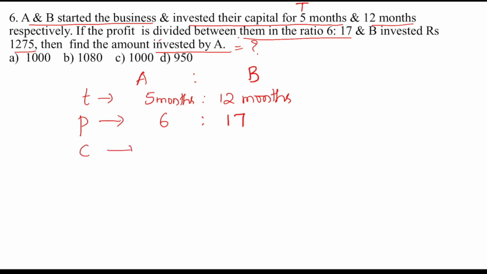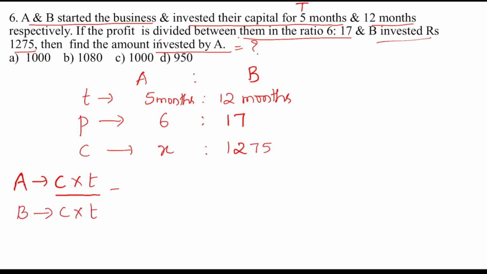So then capital will be how much? A's capital we don't know. It is asked. So let it be X. And B's capital they have given as rupees 1275. So now we know that capital into time, or you can say investment also. Okay. Capital or investment both mean the same. Capital into time of A and capital into time of B is equal to their profit.